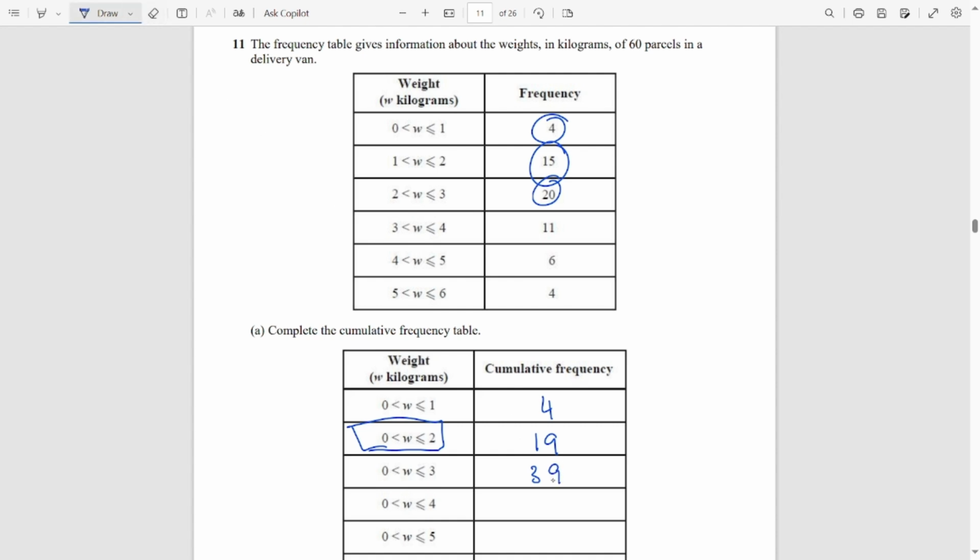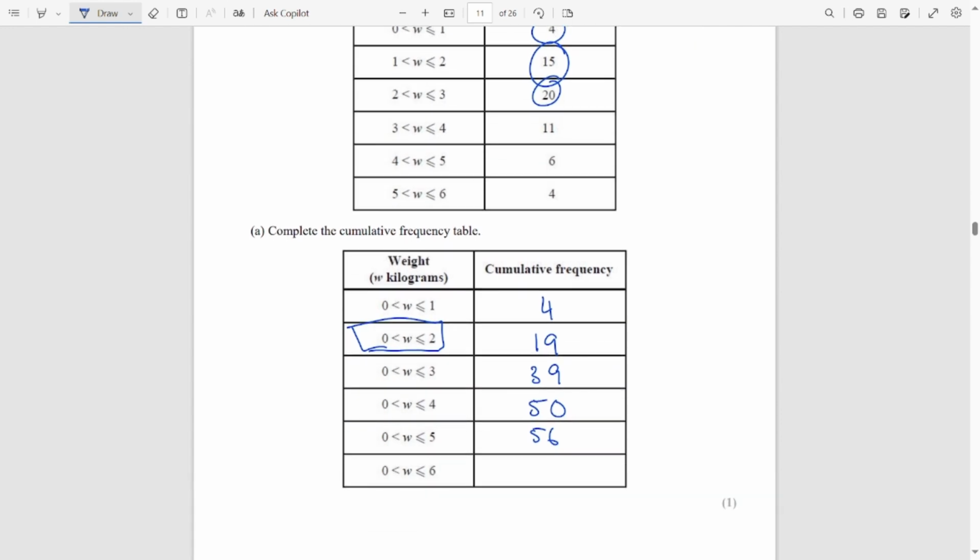39. Then we're going to add on the 11. And so this is 50. And then 50 plus 6 is 56. And then lastly, 56 plus that 4, the 4 heaviest parcels, gets us to 60.